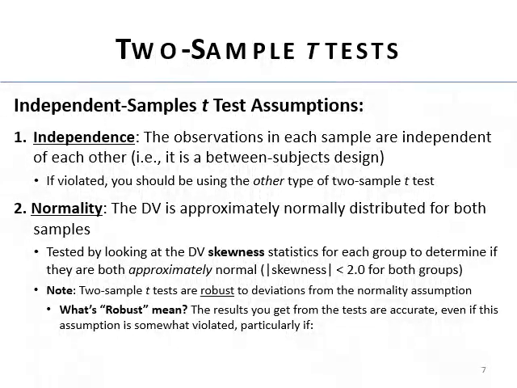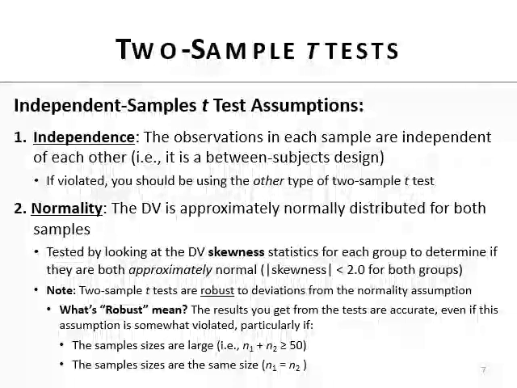But for the most part, because it's robust to deviations, it doesn't cause that many problems, particularly if two things are true. Sample sizes are large, so the sample size of group 1 plus the sample size of group 2 is 50 or more, so there's probably 25 in each group. And the sample sizes are equal. If those two things are true, normal deviations from normality are not that big of a deal. However, it is a big deal for this last assumption.